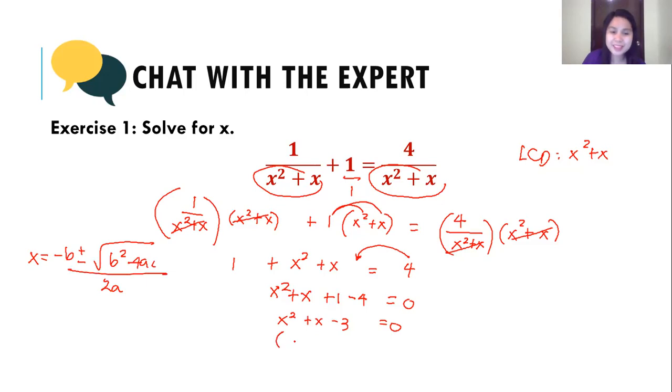So factoring this, we have x plus 3 times, oh, sorry. That can't be. Let's use the quadratic formula. Our a is 1. Our b is 1. Our c is -3. Let's use this formula.